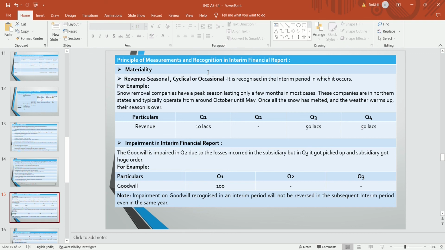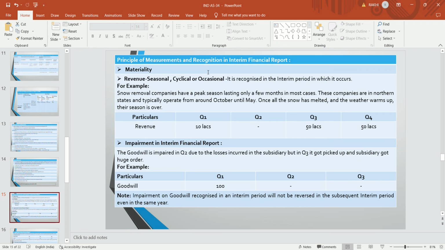So their operations generally occur from October to May. Means quarter 3 and quarter 4 they are covering. In quarter 2 their work is totally shut down. In quarter 1 there is some minimal work. So almost their revenue is of 110 lakhs. So these 110 lakhs, whether they are required to be recognized on a proportionate basis or as and when it occurs. As and when it occurs.